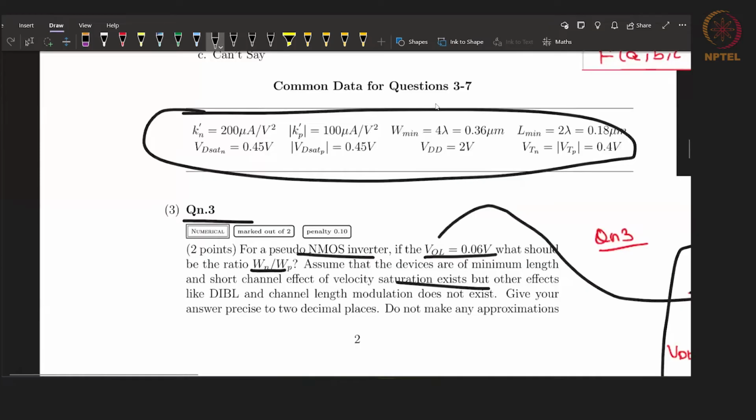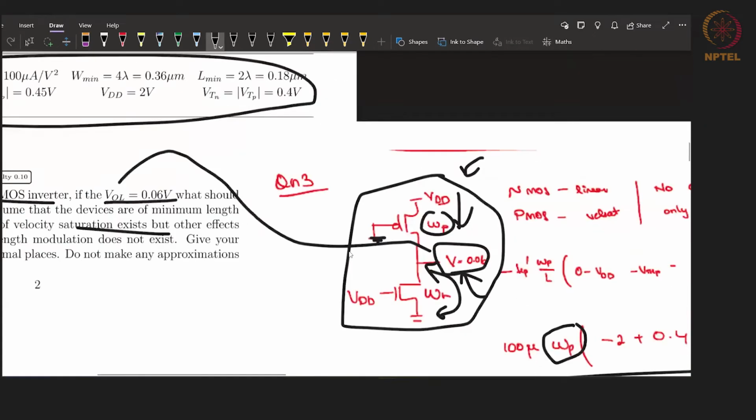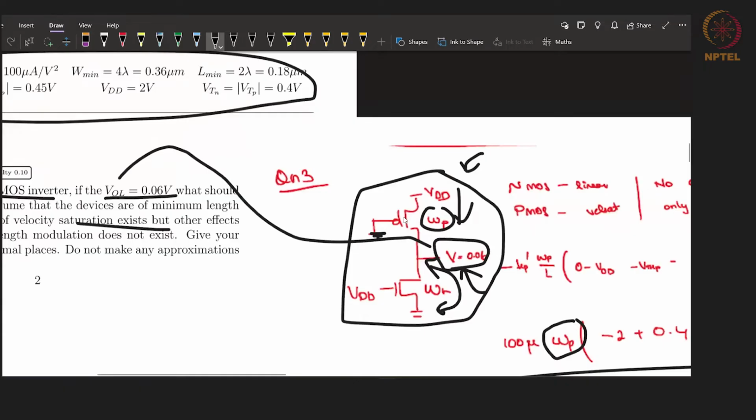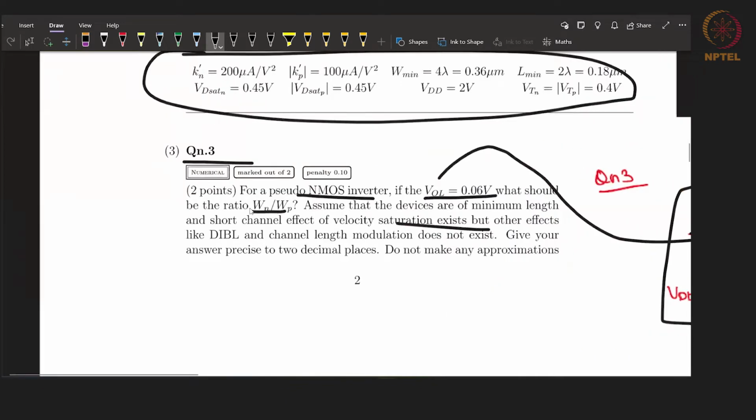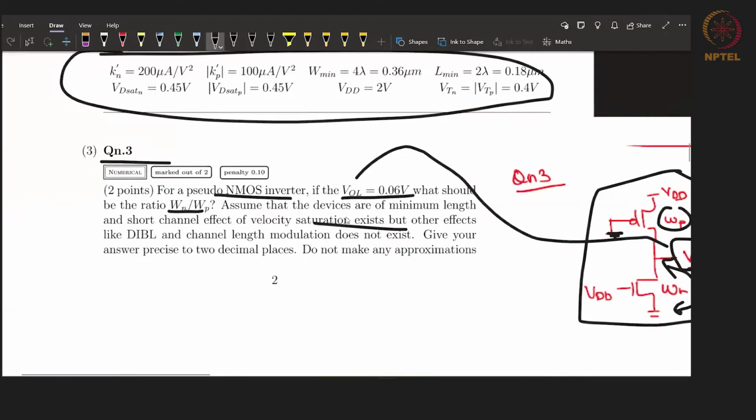Going to question numbers 3 to 7, for which the common data is here. First of all, for a pseudo NMOS inverter, pseudo NMOS meaning the PMOS over there, right, whose gate is tied to ground, its VOL is equal to 0.06 volt. What should be the WN by WP ratio? Assume that the devices are of minimum length and short channel effects of velocity saturation exist, but other effects like DIBL and channel length modulation do not exist, right?